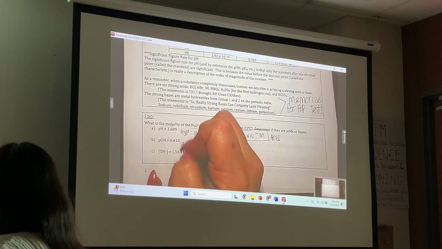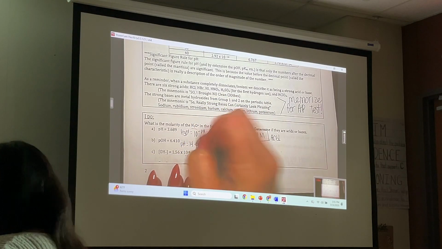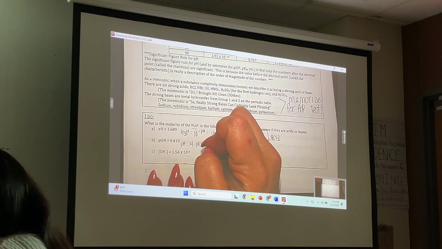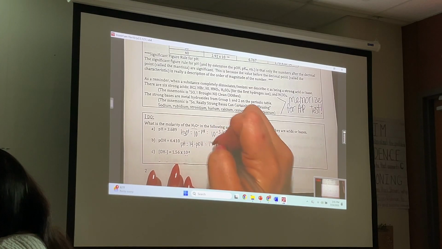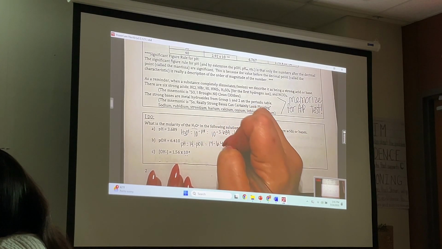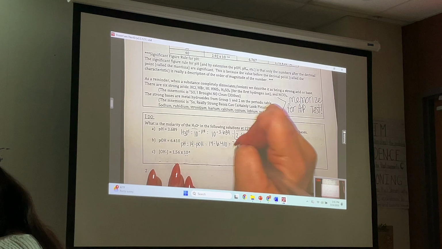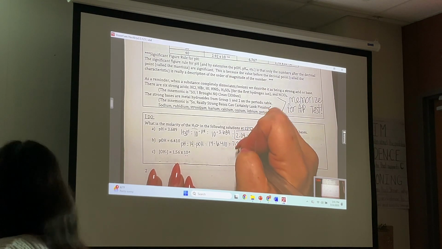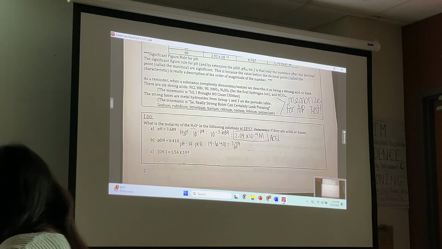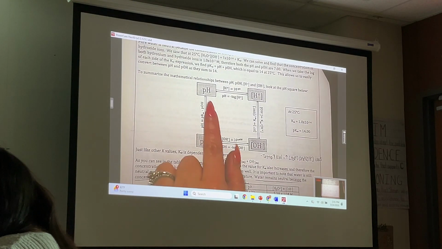If we look at my arrows, my pH is 14 minus my pOH, according to this here. So 14 minus 6.410. We get 7.59 as my pH. Great. Okay, cool. I went from my pOH to my pH.